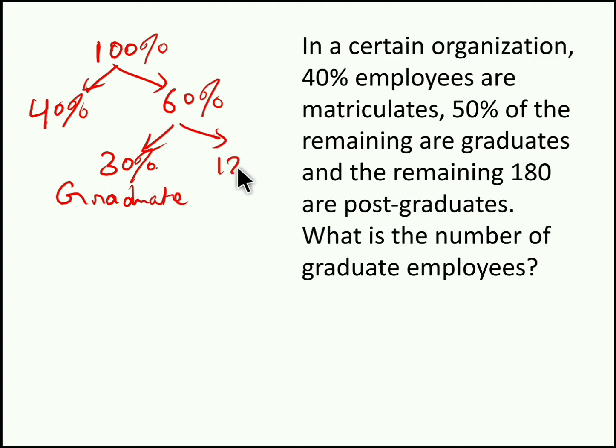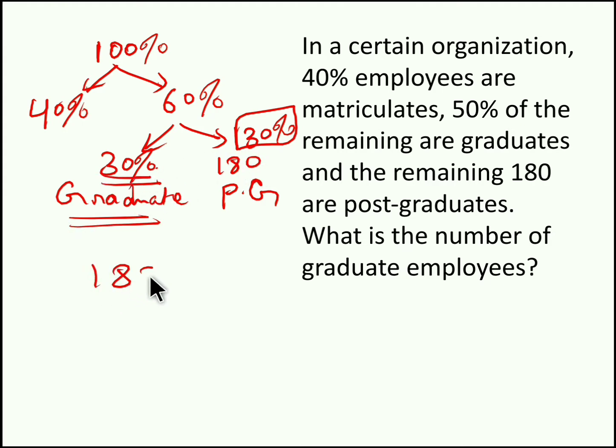Remaining 180 people are postgraduates. So this 180 is nothing but the remaining 50%. Now you have to find the total number of graduate employees. So it's very simple. If 30% is 180, in graduates also we have 30%. So 180 employees are graduates as well as 180 employees are postgraduates. So for this question, 180 is our answer. So this concept is very simple, right? Now moving to our 12th question.